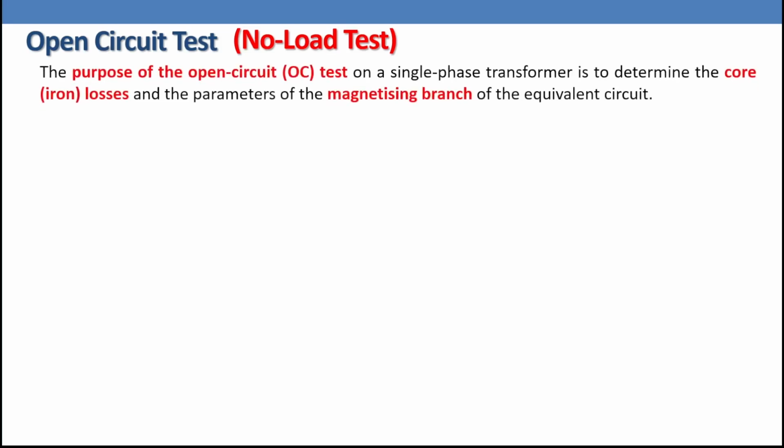Here we will discuss the open circuit test, also known as the no-load test, which is one of the standard tests performed on transformers. The primary objective of this test is to determine the core or iron losses and to obtain the parameters of the transformer's shunt branch, which we also call the magnetizing branch, namely the core loss resistance and the magnetizing reactance.